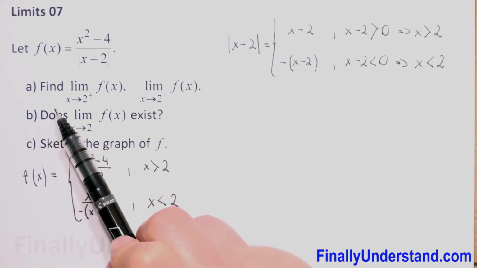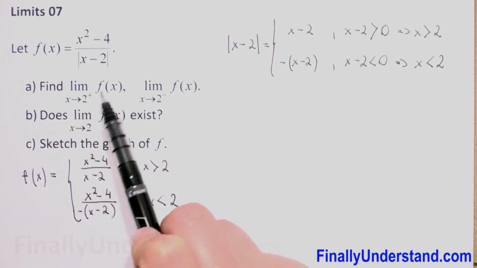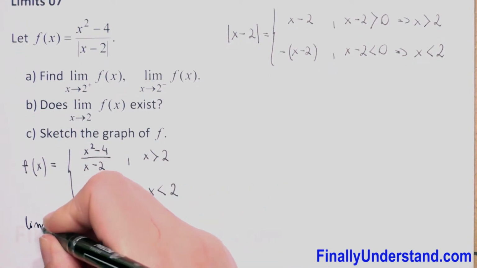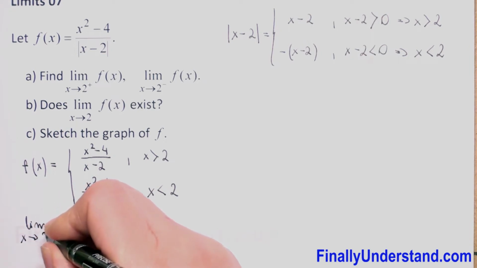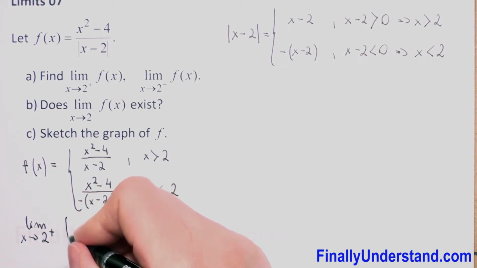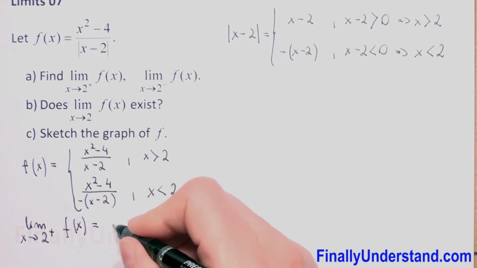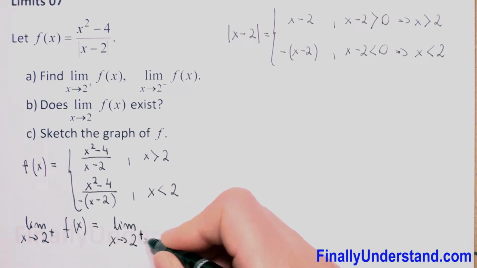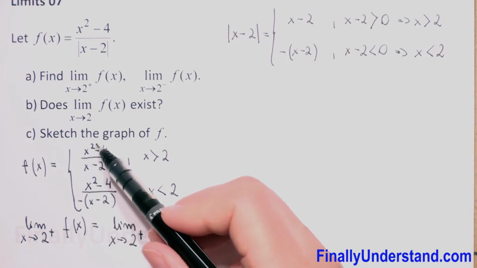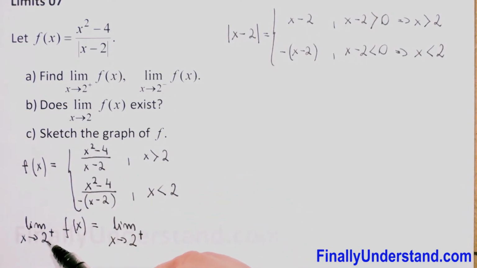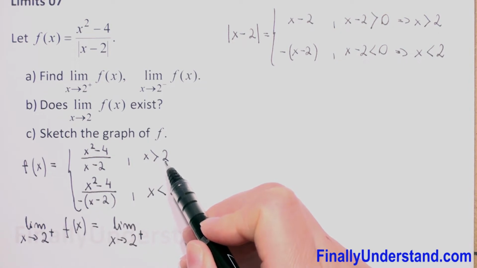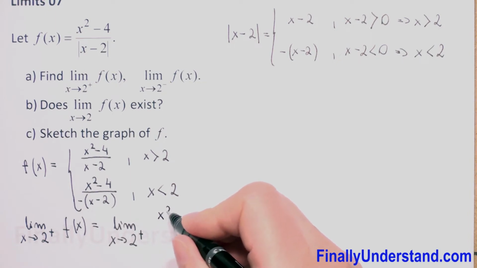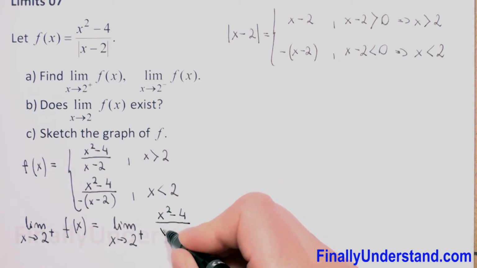Now first we have to find the right limit of f of x. So let me write this. We have the limit as x approaches 2 from the right of f of x. This is equal to the limit as x approaches 2 from the right, and we just have to use the first case, because on the right side of 2, x is greater than 2, so we have to use this formula. So it will be x squared minus 4 over x minus 2.